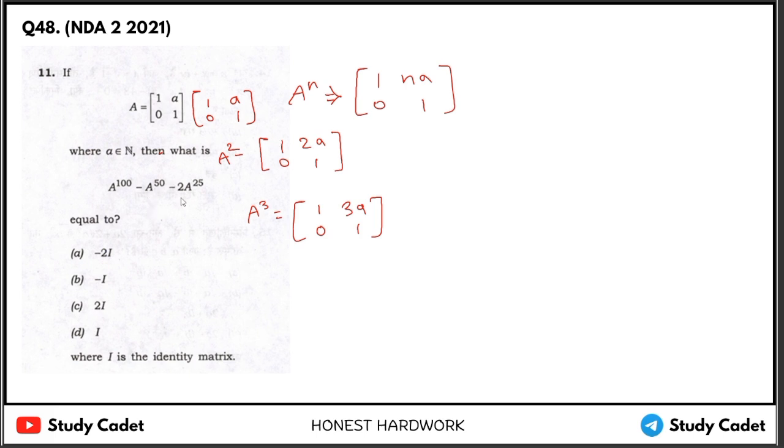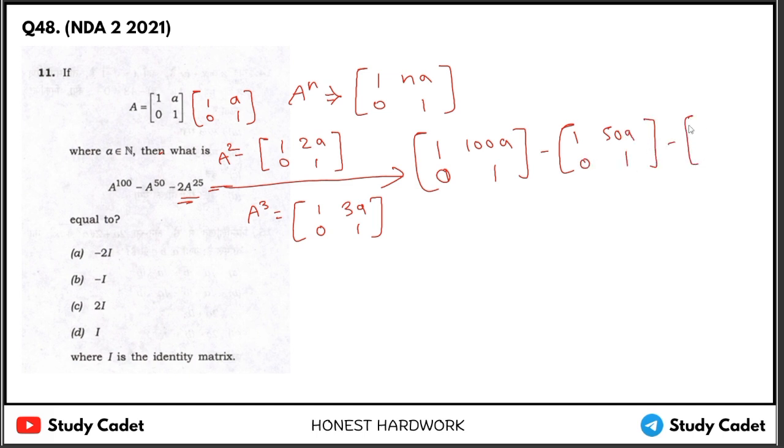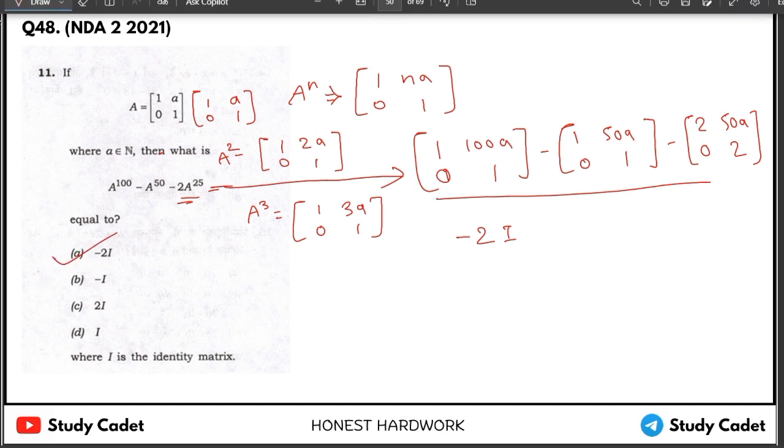Okay, so now come to our question, this thing. A to the 100 will be 1 0, 100a 1, minus A to the 50, which will be 1 0, 50a 1, minus 2 into A to the 25, so 2 0, 50a 2. 100 minus 50 minus 50 is 0, and 1 minus 1 minus 1, so we are left with minus I if we solve this thing. Okay, so this will be our answer.